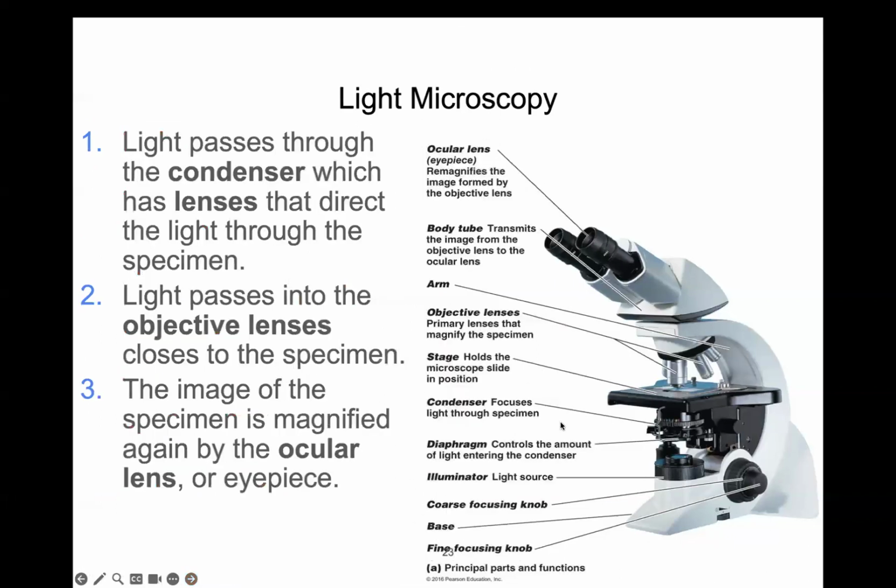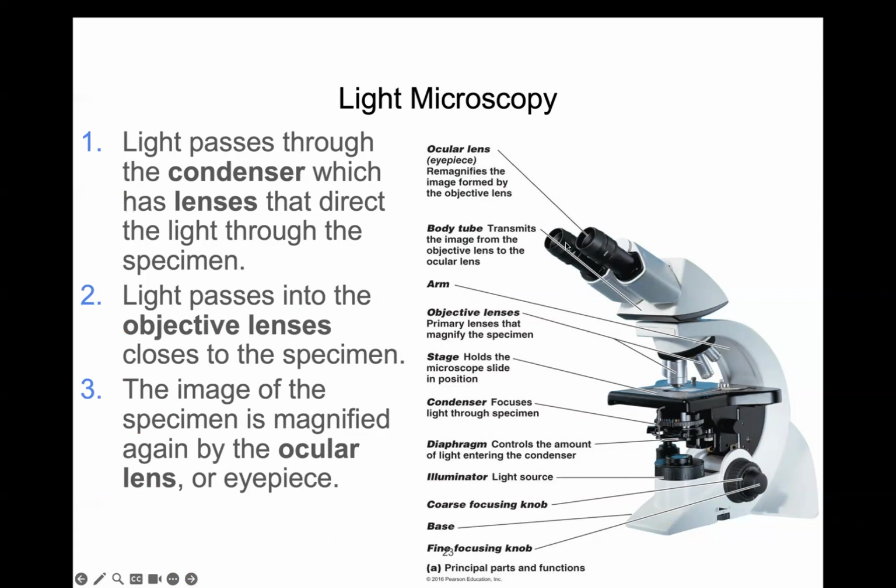Okay, and how does light pass through a light microscope? After all, it is called a light microscope. So here is your light source. It goes through the condenser, through the objective lenses, and through the ocular piece to your eyes. So that is how light travels: from the light to the condenser, to the objective lens, to the ocular lens.